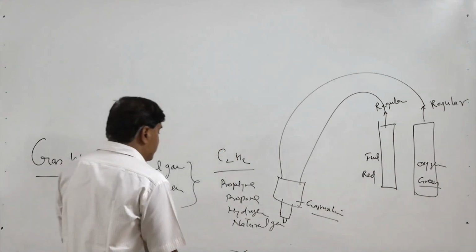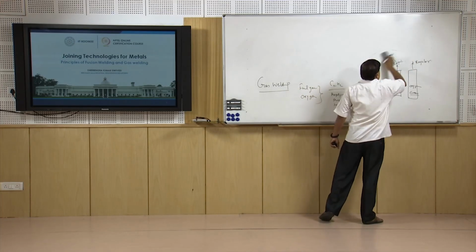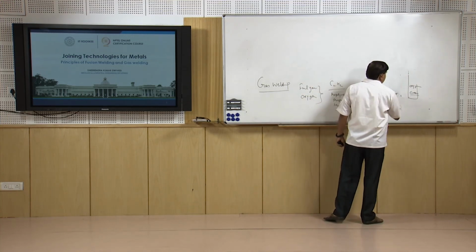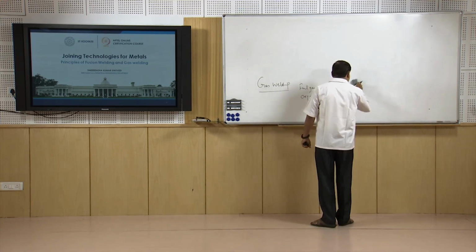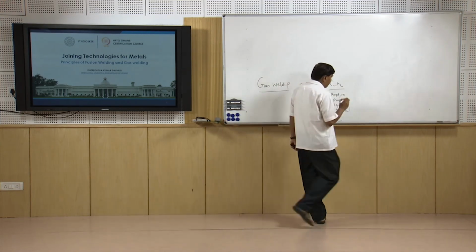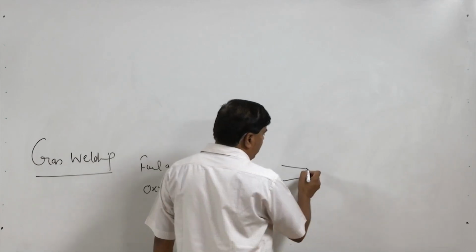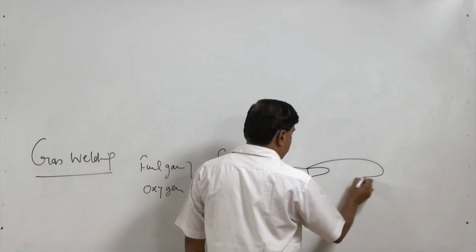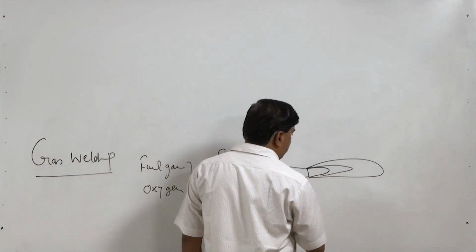So the important thing is about the kind of gas flame which is formed in case of gas welding, because that affects the performance of the welding as well as its capabilities. The typical flame which is formed in gas welding has, say, this inner cone and this outer cone. There are sometimes a third cone is also observed.